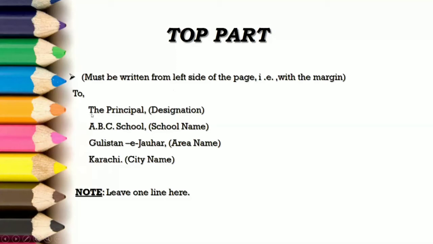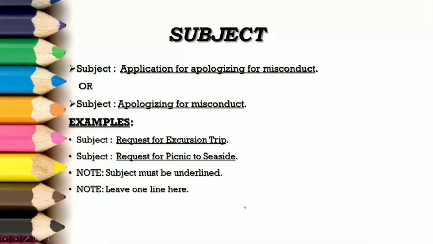Now, after writing this beginning part, you have to leave one line. Okay, you have to leave one line after Karachi. You just have to write ABC School, or if you want to write SM Public Academy, you may go ahead. You may write your school name, no problem. So, after writing this beginning part, you have to leave one line. Don't forget to leave one line here.